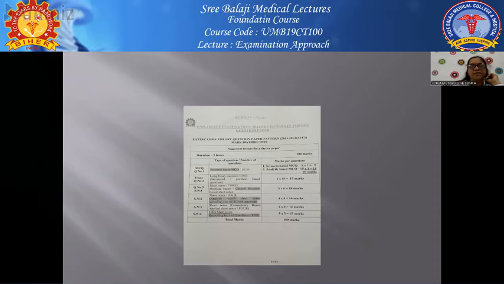And the last one is ultra short notes, which are reasoning type questions. 5 questions will be asked, each carrying 3 marks, so 5 into 3, 15 marks. So including MCQs, it is 100 marks for your internal assessment test, and the same pattern will be followed for your university exam. Throughout your course, for all the subjects, the same pattern will be followed.